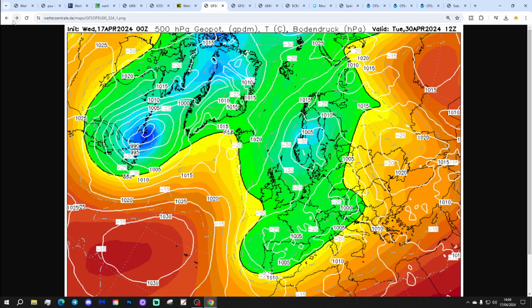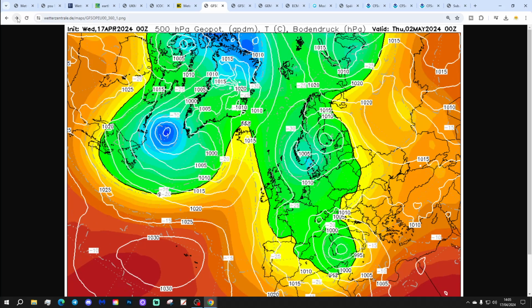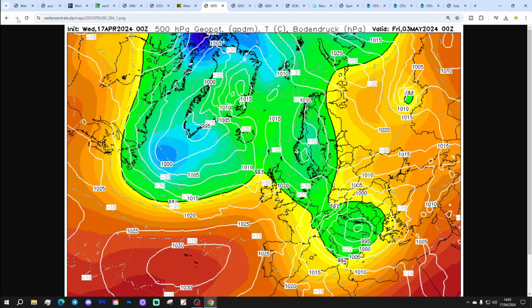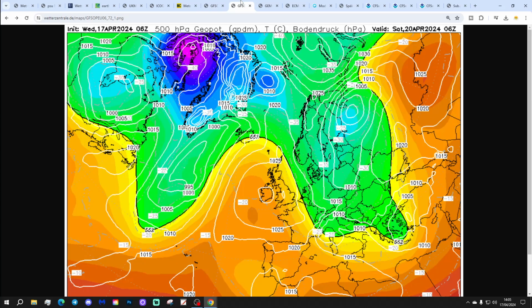So again, a slightly more unsettled look to the weather charts here as we go into the closing days of April and the beginning of May. Not desperately so, but certainly there could be a risk of showery conditions, some showers anyway, in the closing days of April, and still pretty cool up to the end of April with the GFS midnight run, GFS V2.